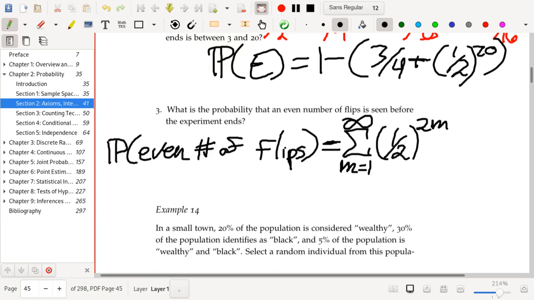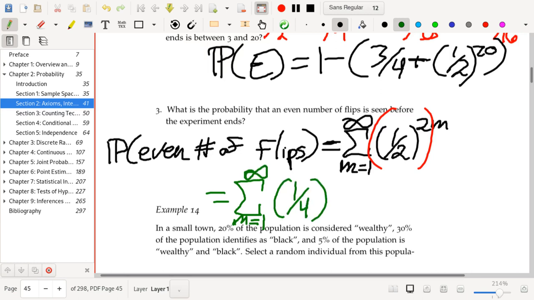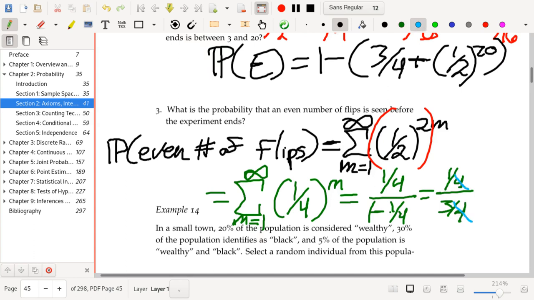Now what do I do next? Well, what I could do is recognize that I can basically take the m out and say that this is 1/2 squared raised to the power of m, so that this is equal to the sum when m equals 1 to infinity of 1/4 to the power of m. Oh, I know how to sum that. Since this is a geometric sum, that's going to be 1/4 over 1 minus 1/4, which is equal to 1/4 over 3/4, and those 1/4 parts cancel out, so this ends up being 1/3.